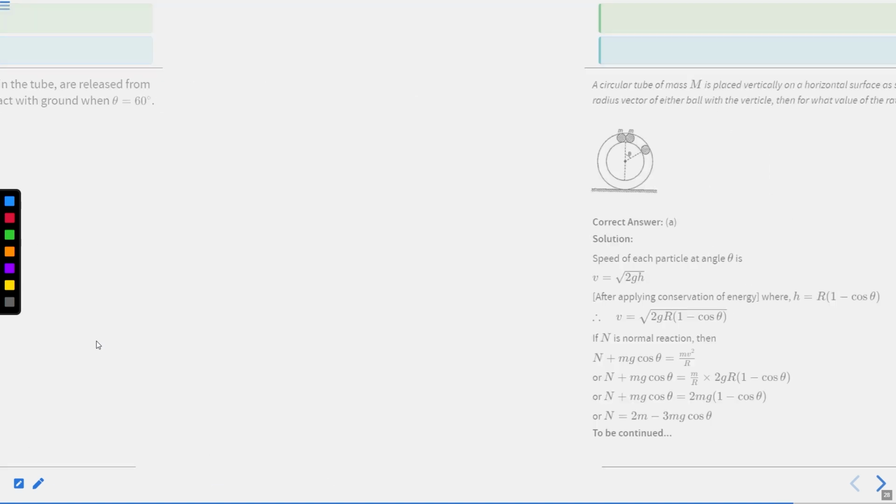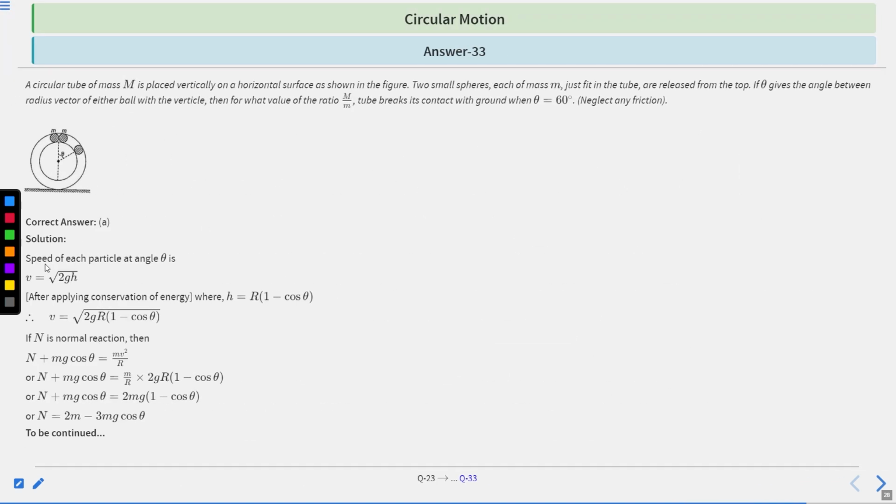Let's find a solution. The speed of each particle at angle theta is v equals under root 2gh, after applying conservation of energy, where h equals r times (1 minus cos theta). Clear? V equals under root 2gr(1 minus cos theta). If N is the normal reaction, then N plus mg cos theta equals mv square by r, or N plus mg cos theta equals m by r into 2gr(1 minus cos theta). Solving this, N equals 2mg minus 3mg cos theta. Clear?